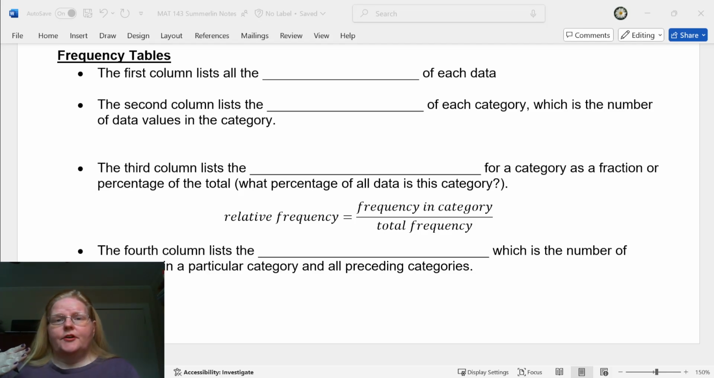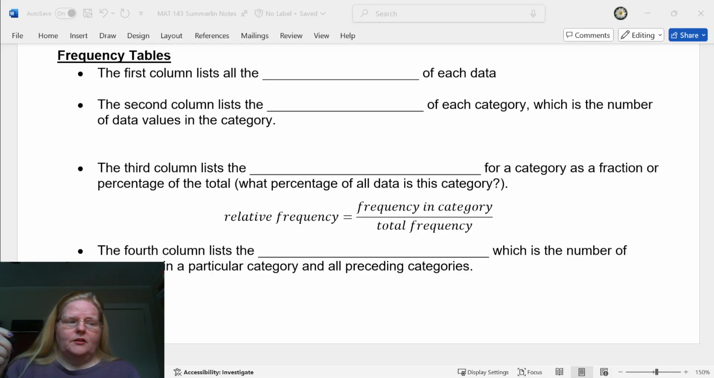So now we need to start talking about frequency tables and how to display our data. We've talked about collecting data. We've talked about what data is, what kind of studies there are, what kind of data we're collecting. So when we collect the data, we have to display the data. So we start with frequency tables first.